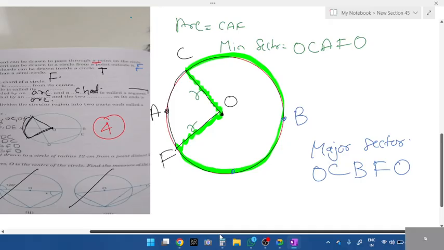When it comes to sectors, start from the radius. Check where the radius is given. From there you'll start, major and minor.